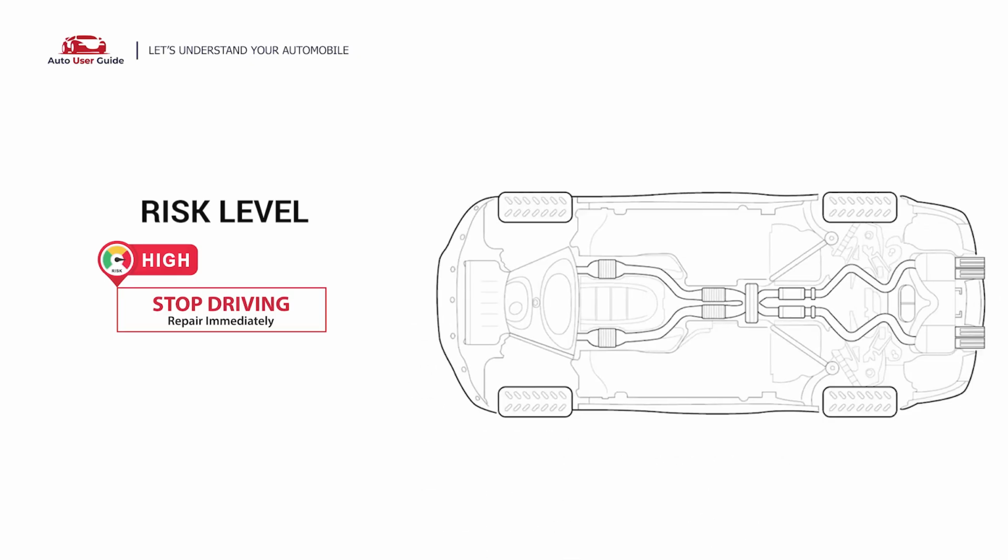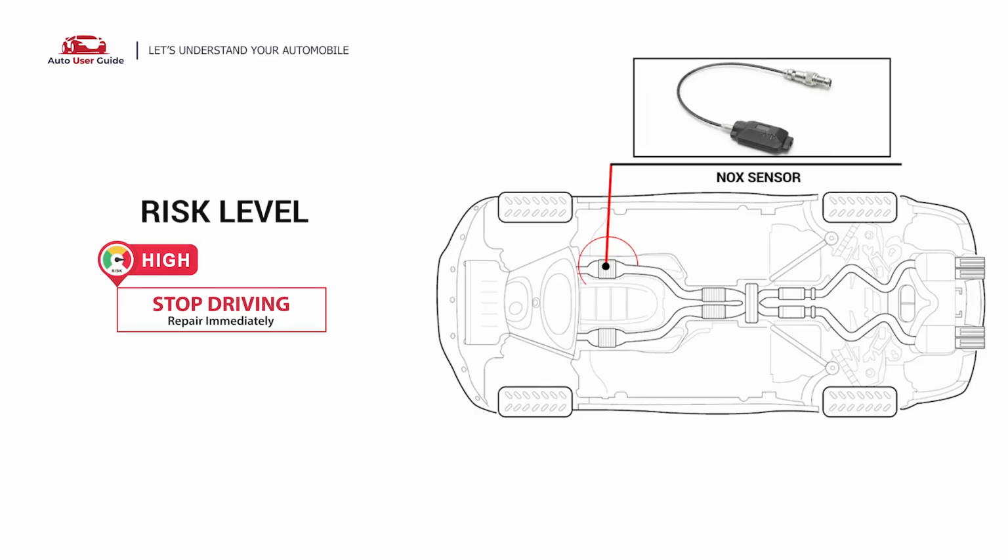The P22A0 engine code indicates the engine control module, ECM, or powertrain computer, is detecting an abnormally low or weak electrical signal from the downstream NOx sensor, typically found in the vehicle's exhaust system. Under this circumstance, stop driving and repair your vehicle immediately.